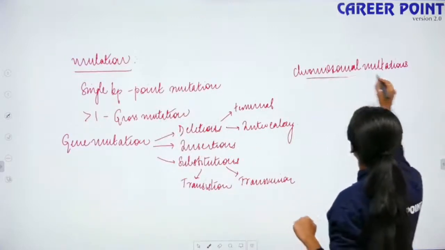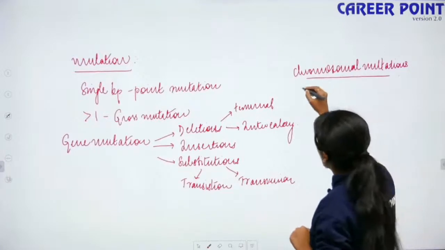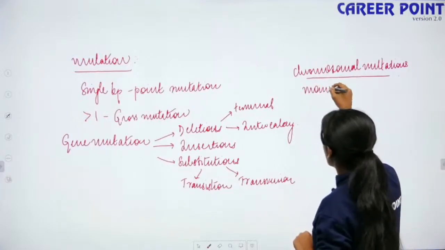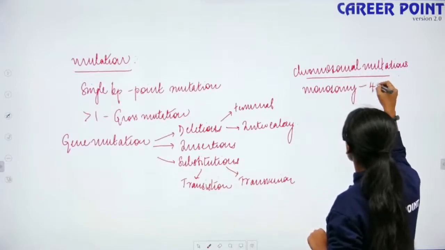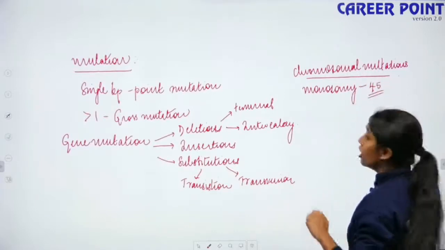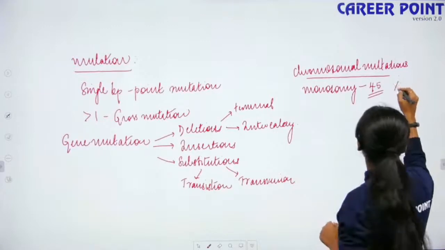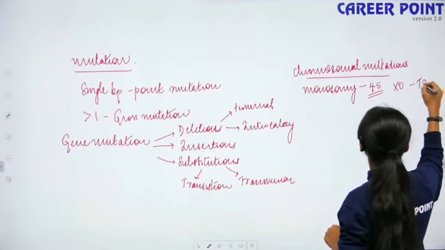Chromosomal mutations include the case where you have only one copy of a particular chromosome, that is monosomy. In Turner syndrome, you have only 45 chromosomes, only one sex chromosome. This is Turner syndrome.